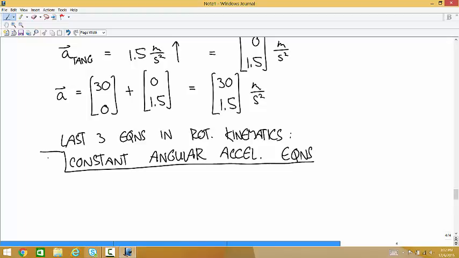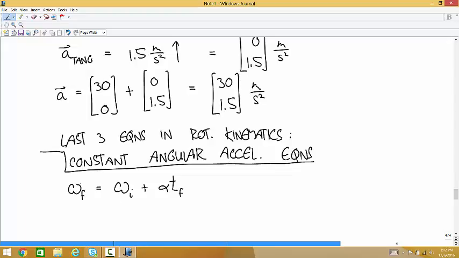There are 3 of these. They look just like the particle versions that we've dealt with. So the first one says angular velocity final is equal to, what do you think? Angular velocity initial plus angular acceleration times time final. Yep. So that's the equivalent of VF is equal to VI plus ATF.